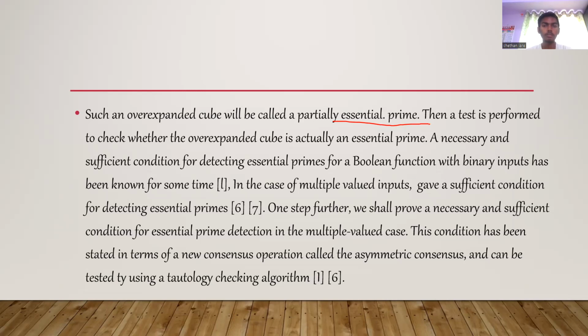In the case of multiple valued inputs, a sufficient condition for detecting essential primes was given. One step further, we shall prove a necessary and sufficient condition for essential prime detecting in the multiple valued case. This condition is stated in terms of a new consensus operation called the asymmetric consensus and can be tested by using the tautology checking algorithm.